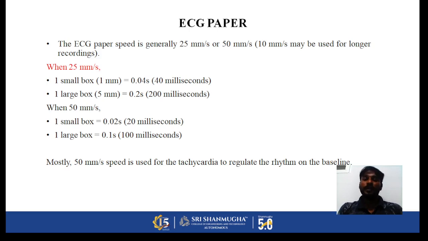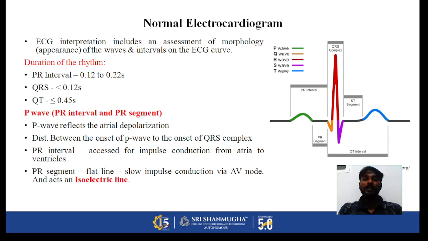At 25 mm per second, a small box is 0.04 seconds and a large box is 0.2 seconds. At 50 mm per second, one small box is equal to 0.02 seconds and a large box is 0.1 seconds. Mostly, 50 mm per second speed is used for tachycardia to regulate the rhythm on the baseline, and 10 mm per second is used for bradycardia to regulate the rhythm on the baseline.